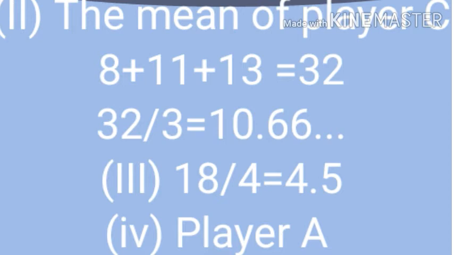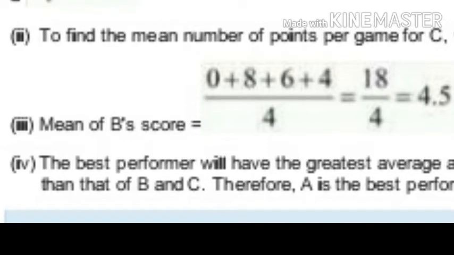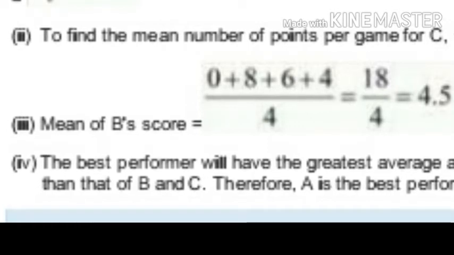Now player B. Mean of player B. You have to add all the observations. Sum of observations is 18 and divided by 4 is equal to 4.5, and the best performer is player A. Okay. Students, you can do question number 6 and question number 7 yourself.